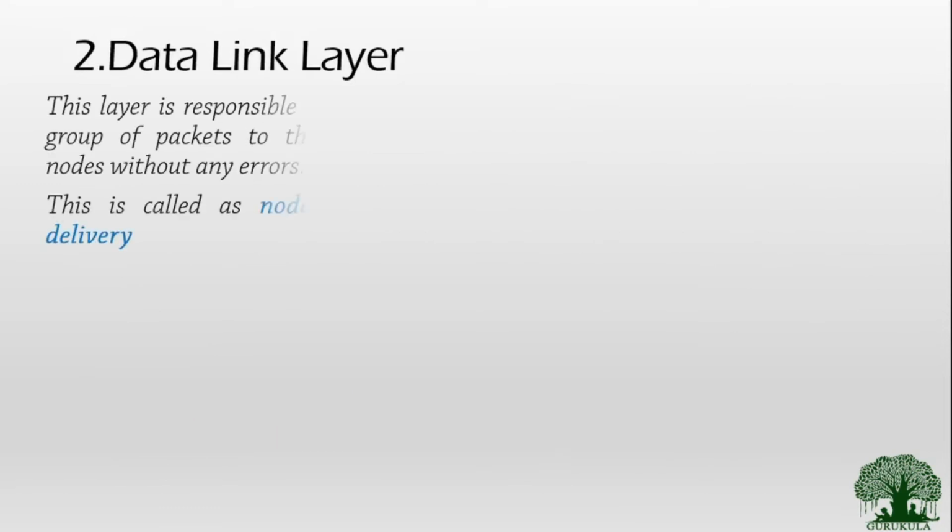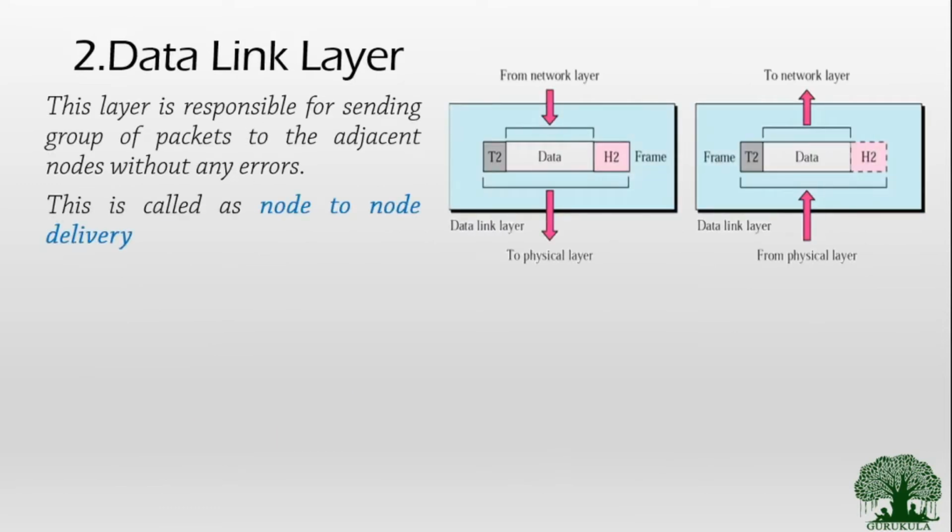Now coming to the data link layer, it is responsible for sending a group of packets to the adjacent node without any errors. We also call this particular function node to node delivery. It is important to make a note of this delivery, because in a short time we will be discussing three more types of delivery, so that you should be in a position to differentiate which layer performs which type of delivery. So the data link layer is responsible for node to node delivery.